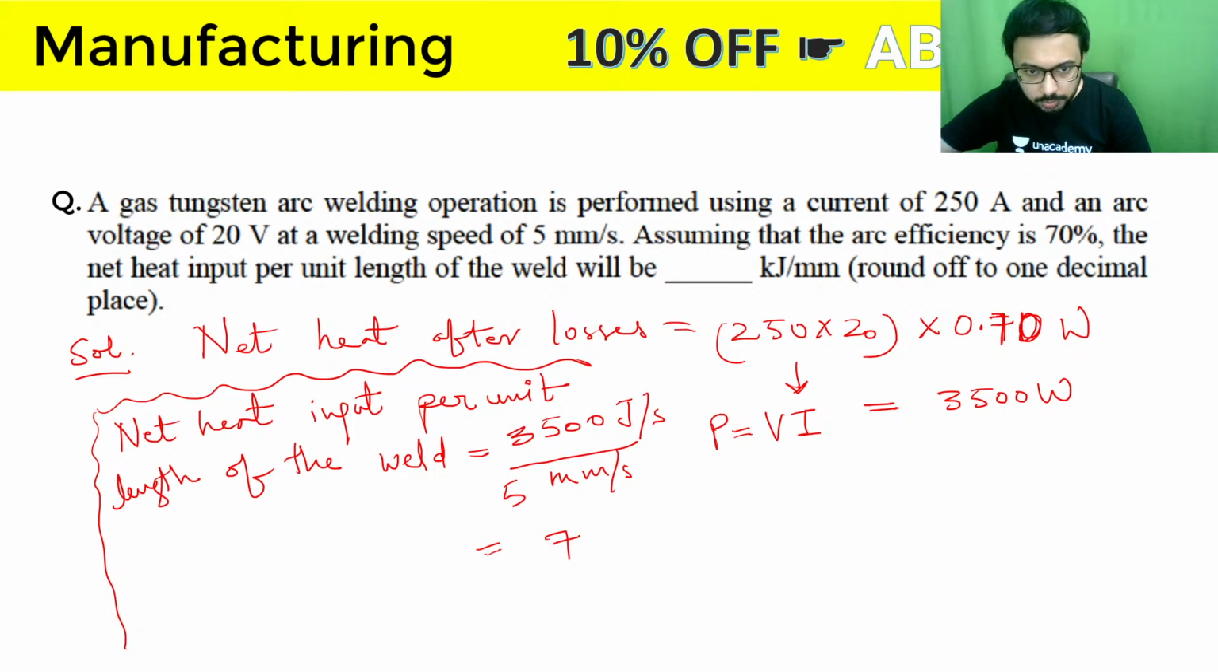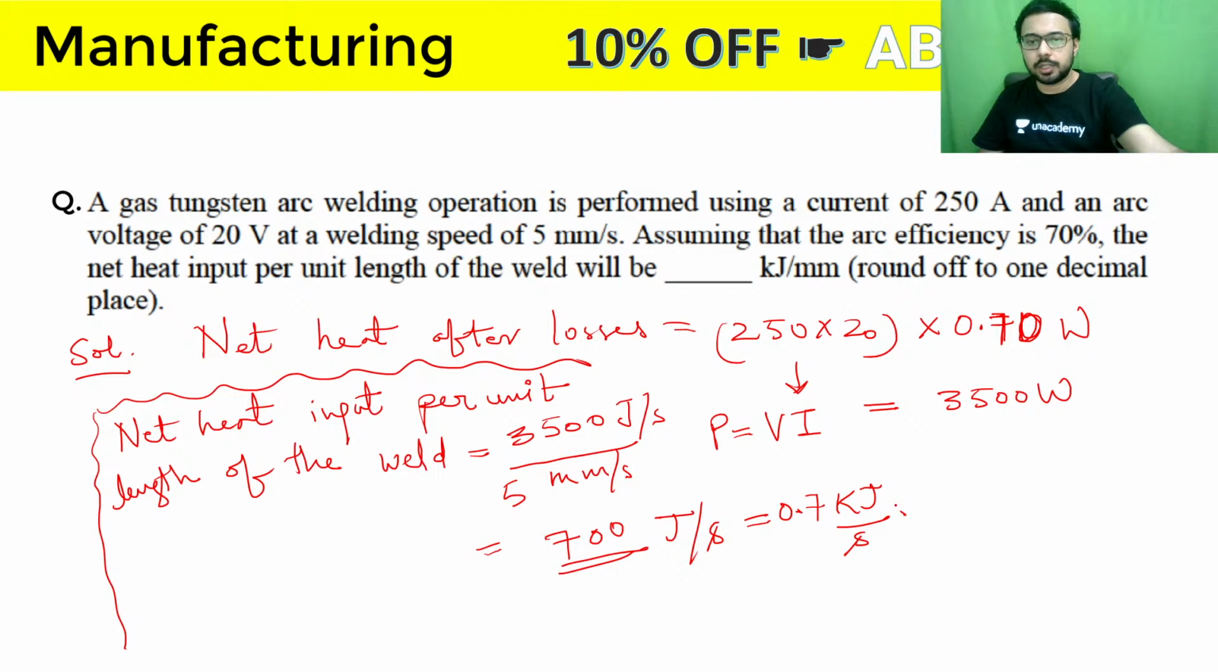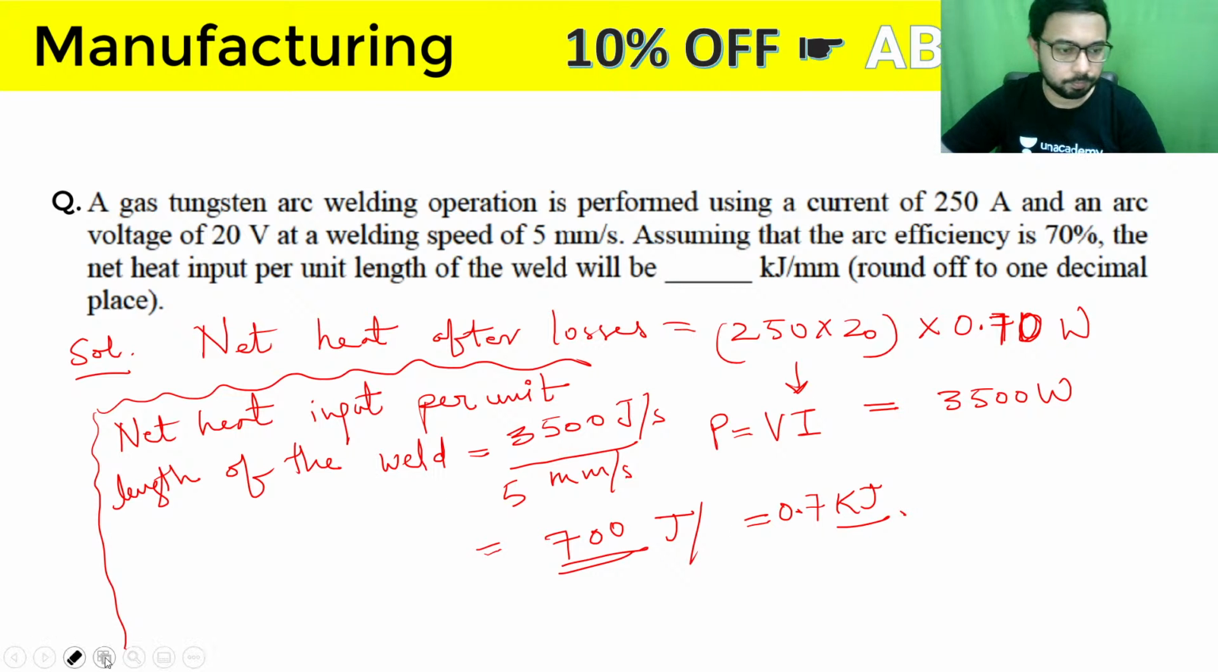So the answer is coming out here as 700 joule per mm, or 0.7 kilojoule per mm. 0.7 is the correct answer here, not kilojoule per second. No, so I have written it not correctly. So it will be kilojoule and joule per mm. So this is the correct answer to this question, and I have calculated here the answer. You can just see, check it down. It is 0.7, that is the net heat input per unit length of the weld.